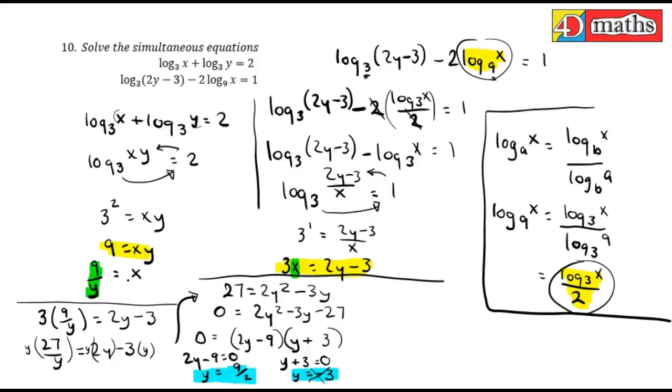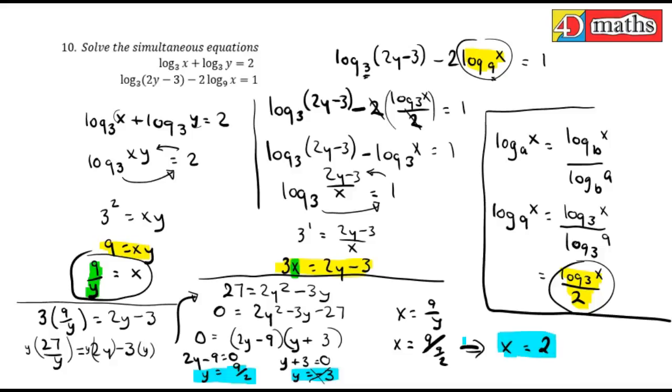So how do you find what x is? So what you do is you replace it. Okay, so look at this equation here. We know what x is equal to. x is equal to 9 over y. So x is equal to 9 over 9 over 2. So x works out to be 2. So there's my two values for x and y. And we discount this one because it doesn't make any sense. Okay?